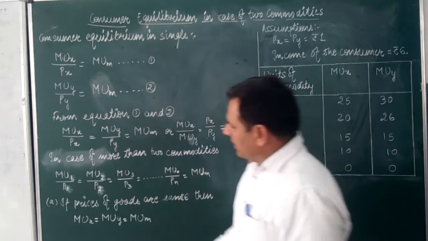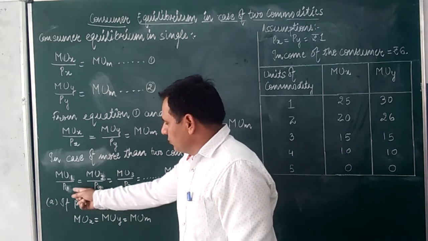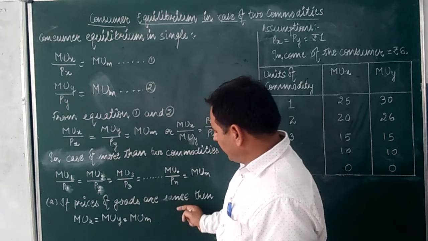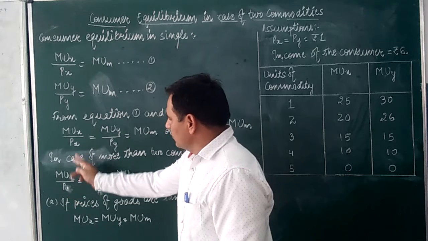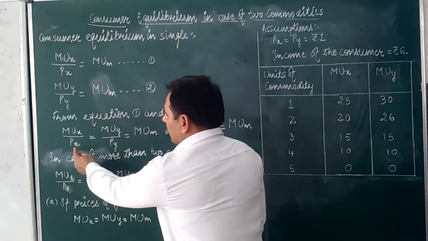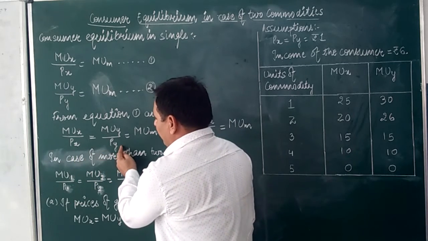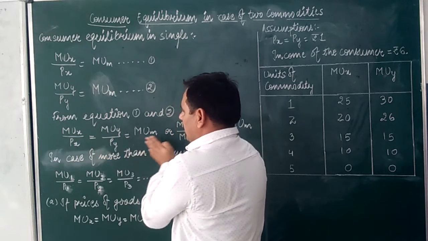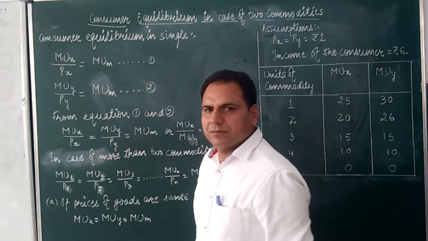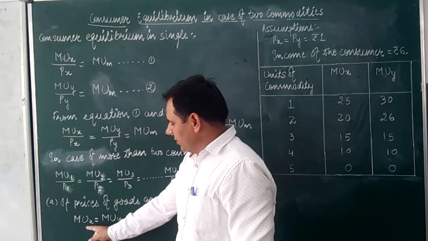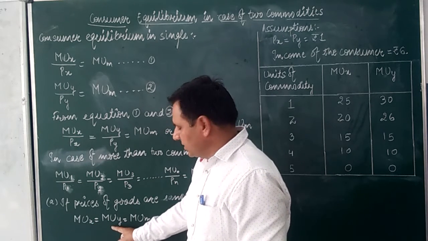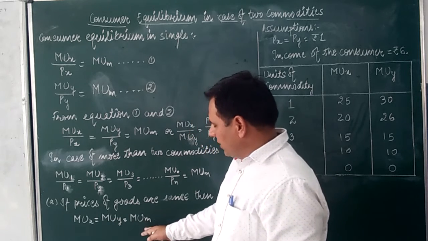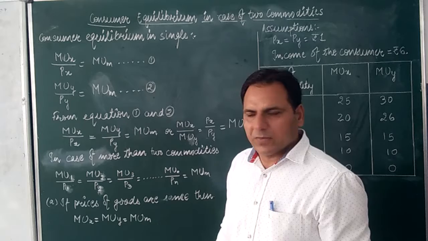It means there is a variation due to prices, and if we take the price of these two commodities as the same, it means price of x and price of y are the same, what should be the equation for equilibrium? Marginal utility of x should be equal to marginal utility of y, and both these should be equal to marginal utility of money.